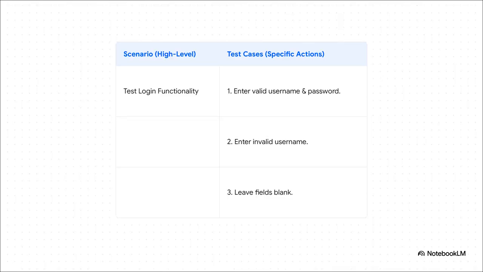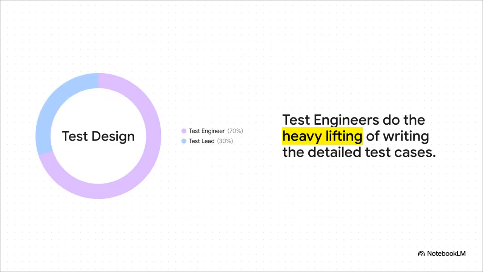And this is a perfect example of what I mean. The scenario is just the big idea. Let's test the login. But the test cases, those are the super specific, repeatable actions. What happens with a good password? Check. What about a bad one? Check. And what if the user just leaves everything blank and hits enter? Each one of these is a precise recipe to be followed to the letter. So who's actually in the kitchen writing all these recipes?